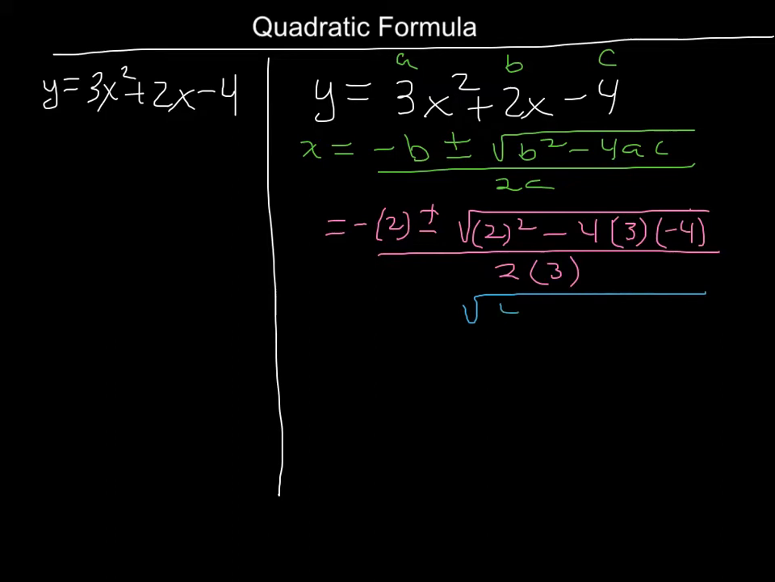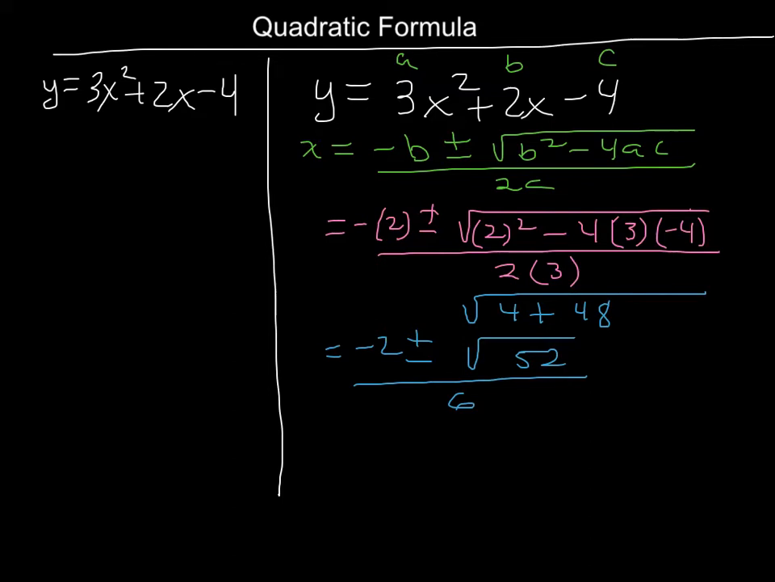So 2 squared is 4, minus 4 times 3 is negative 12, and negative 12 times 4 is positive 48. So then this is equal to 52. Okay, so that's 52. And now I can go ahead and write in the rest of it. So I have equals negative 2 plus or minus the square root of 52, over 6.